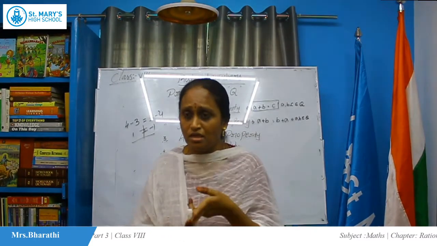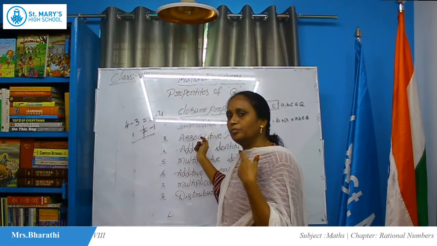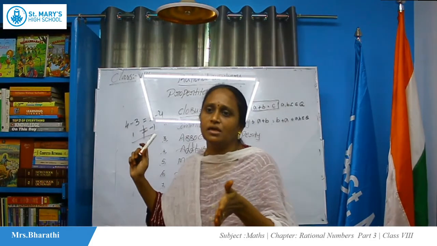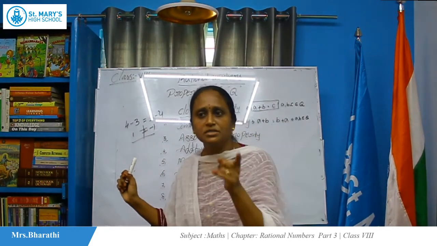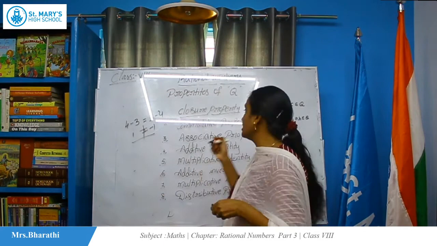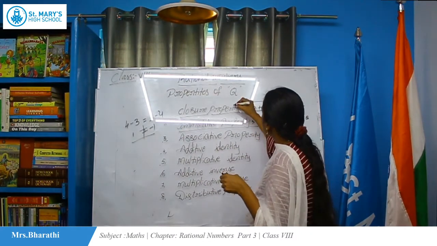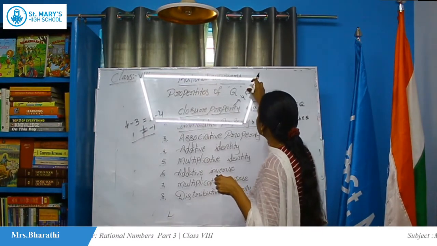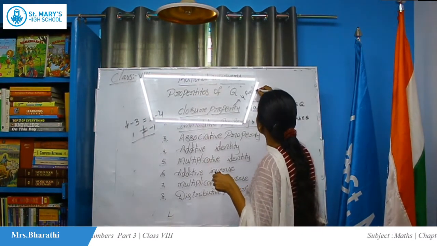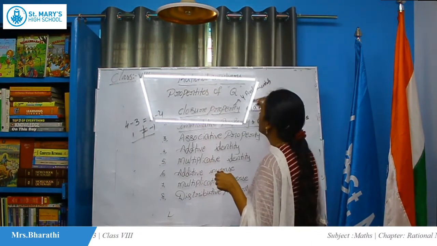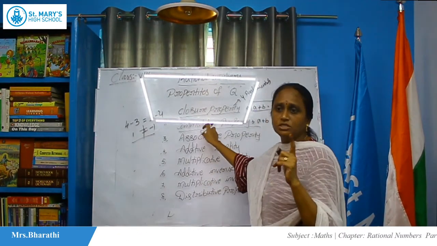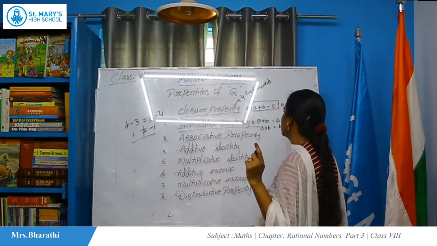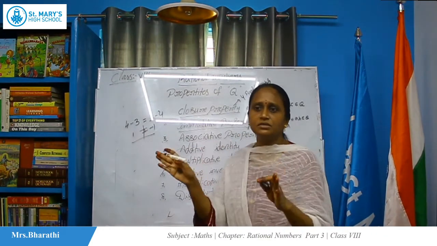So the commutative property is possible only under addition and under multiplication. It is not possible under subtraction and division. Remember, the closure property is possible for the four fundamental operations, but the commutative property is only possible under addition and multiplication, not under subtraction and division.